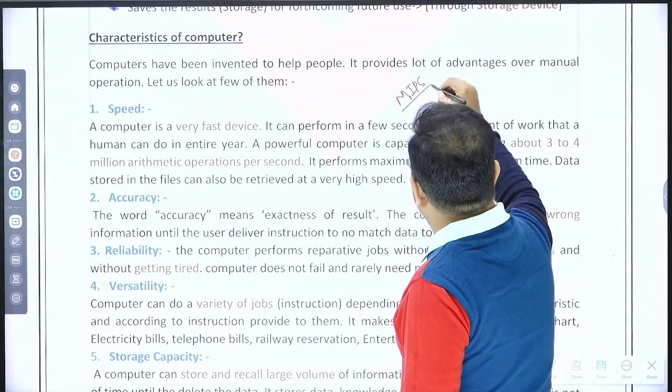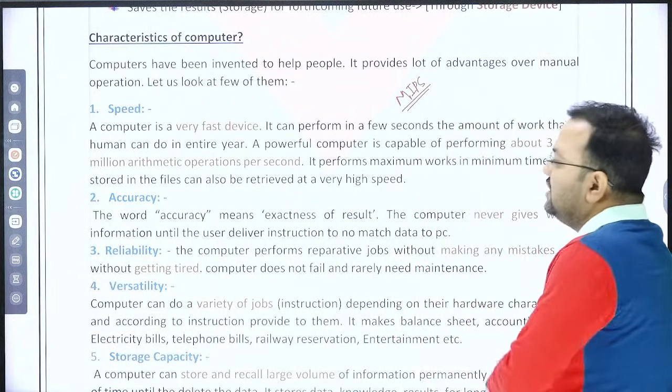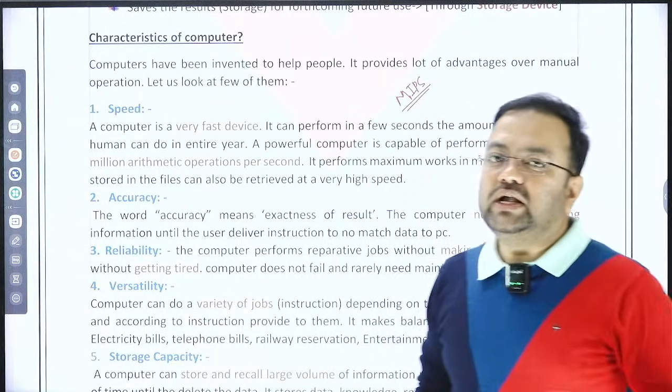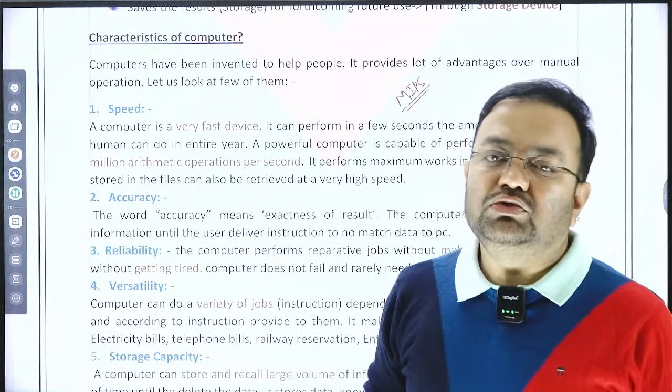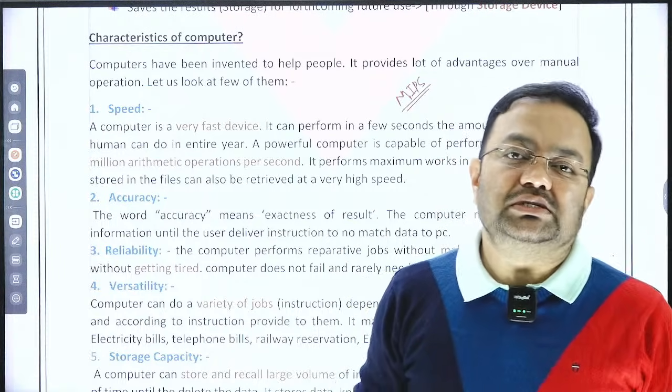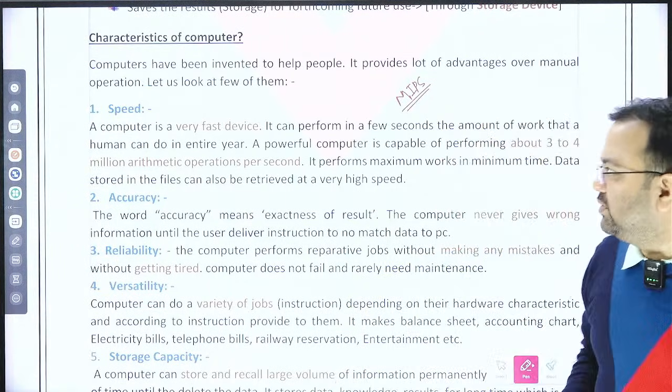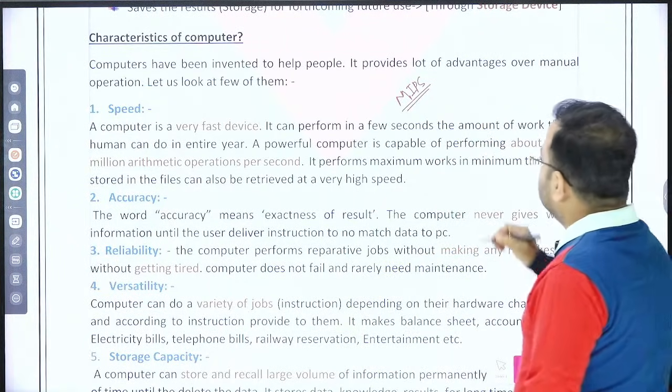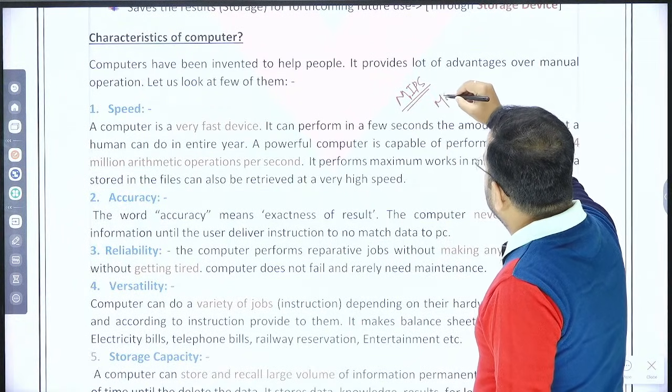MIPS, very popular question. So students, I'm writing here the full form. More than 20 times the question has been asked about the full form relevant to banking and SSC examinations. So what is the full form here? MIPS, millions of instruction per second.